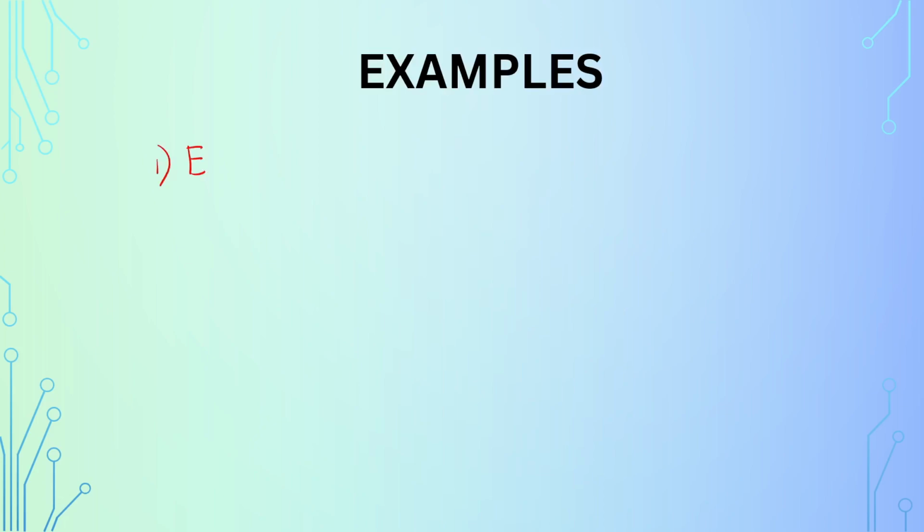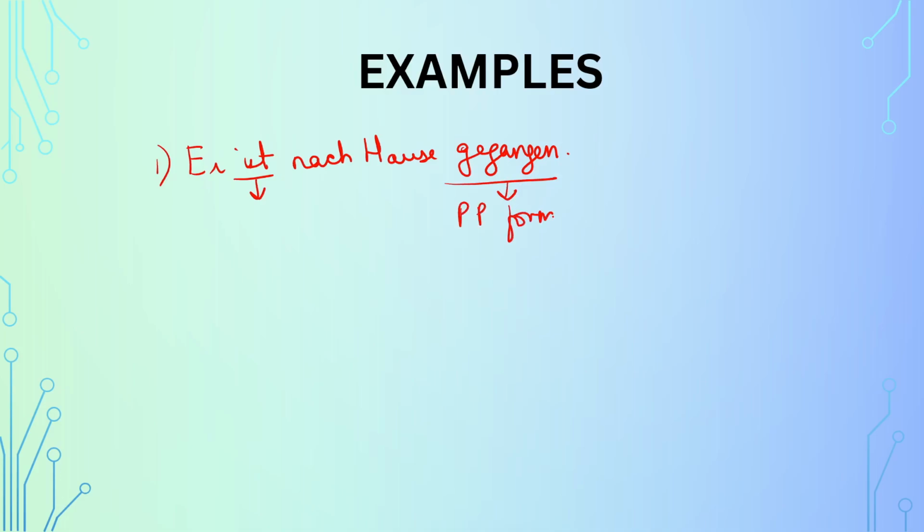Er ist nach Hause gegangen. So here ist is the conjugated form of the verb sein in present tense, right? And gegangen is the past participle form of the main verb gehen, which means to go.